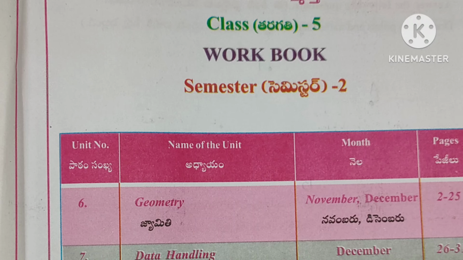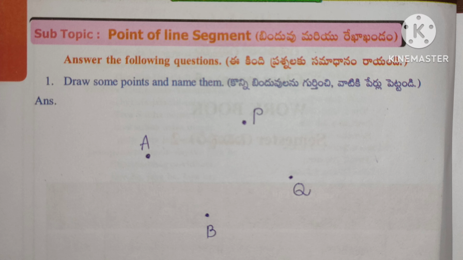In this video, I explained all the worksheets of lesson number 6, Geometry, 5th class, semester 2. Let us start worksheet 1. Here, the subtopic is point and line segment. Answer the following questions. First one, draw some points and name them. So, we have to keep the points like this and name them like A, B, C or P, Q, R, S.